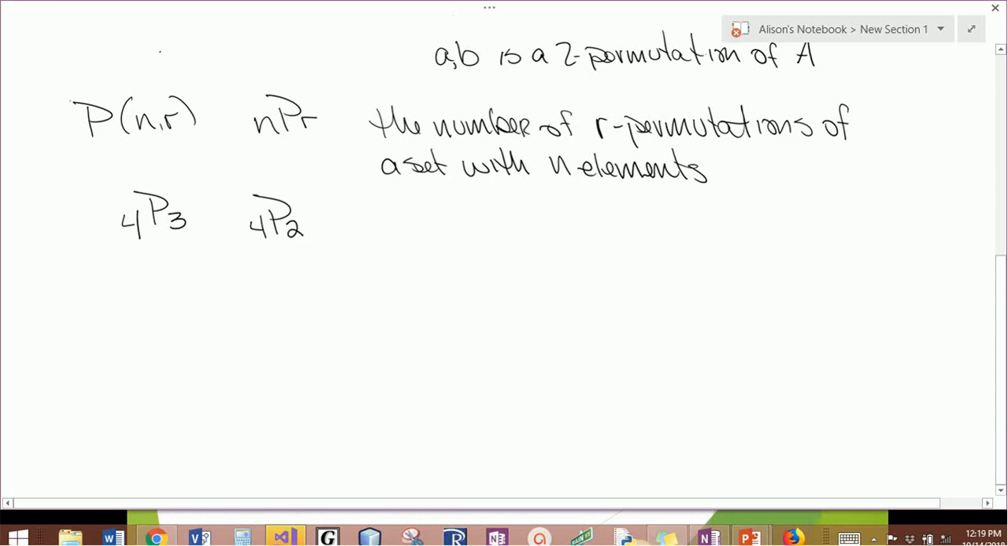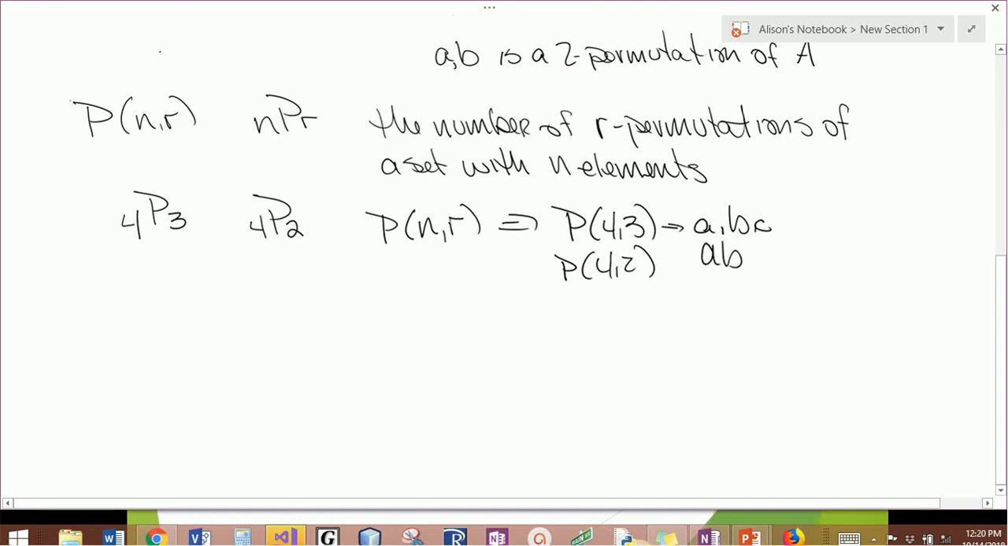So those are the notations. With n and r, I could also say permutations of 4 and 3, or permutations of 4 and 2. This was, I believe, A, B, and C. Since I can't see it on my screen, it looks like this is A and B. The total number of 2-permutations from a set that contains 4 elements.